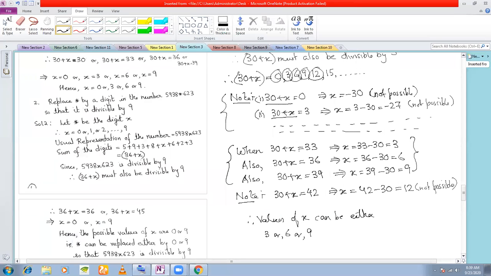What I forgot here was there was another possible value of x, which was when we take this as 30. So you get x is equal to 30 minus 30, which is 0. So the value of x can also be 0. Not only 3, 6, 9, it can also be 0. Fine. So you'll do all this in rough, and then check whether you're getting x as a digit. So I stop here for today.